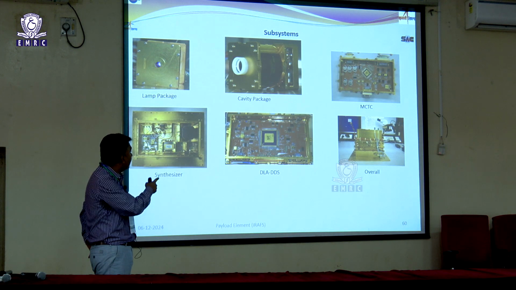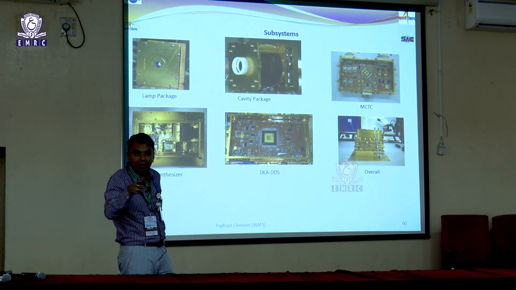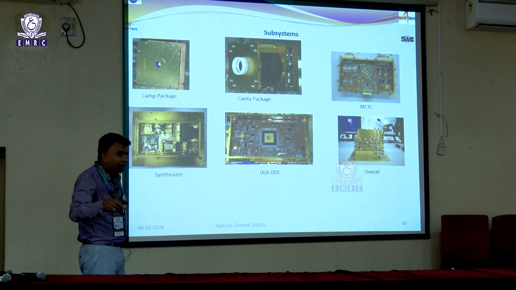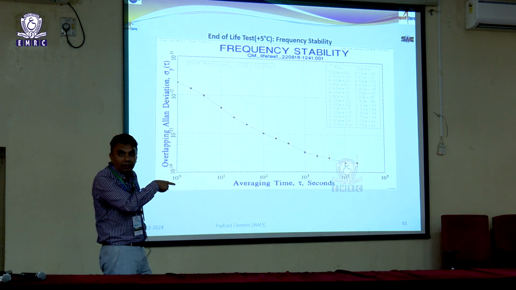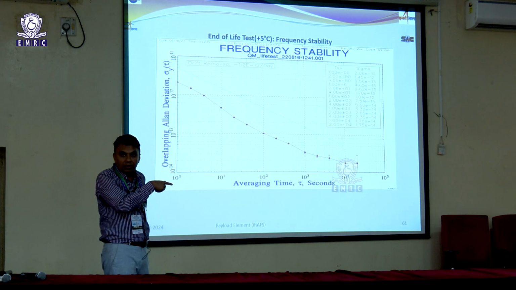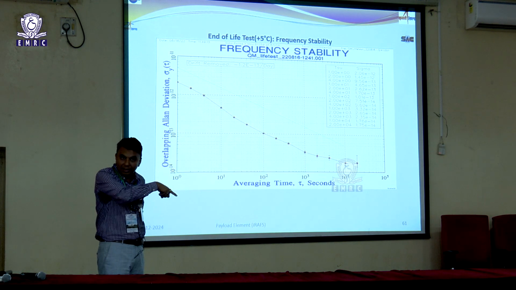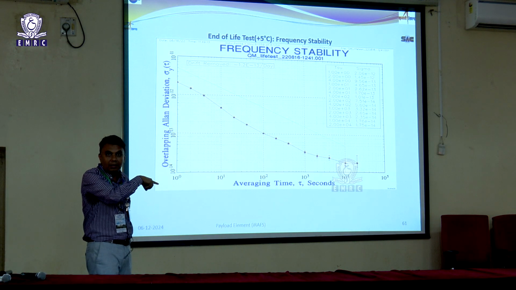The critical package is the cavity package where the rubidium transition is happening, and because of that we get the pure clock of 10 megahertz. This is the type of stability we get from this atomic clock. The green one is the specification line that we are supposed to meet, but we are meeting it with much margin. And this is the onboard data which I am showing you, the atomic clock stability.